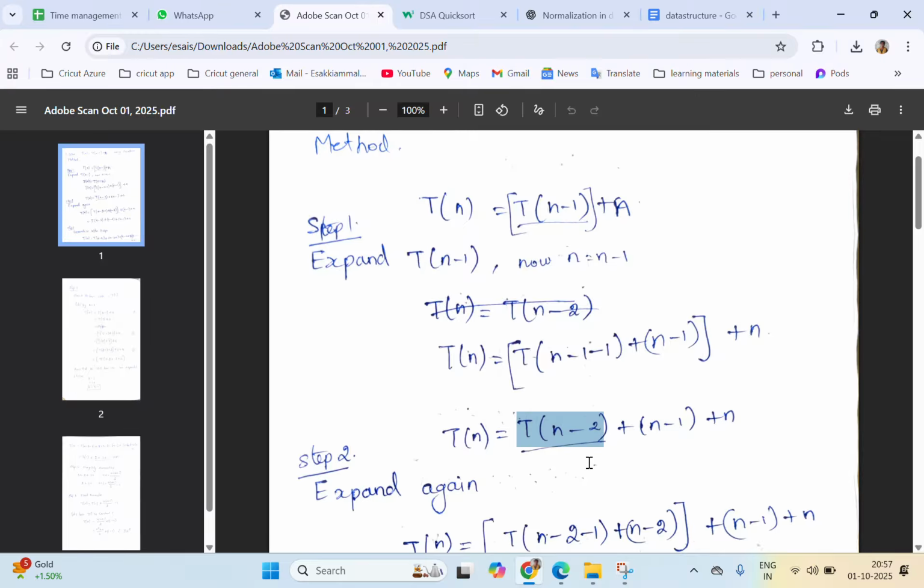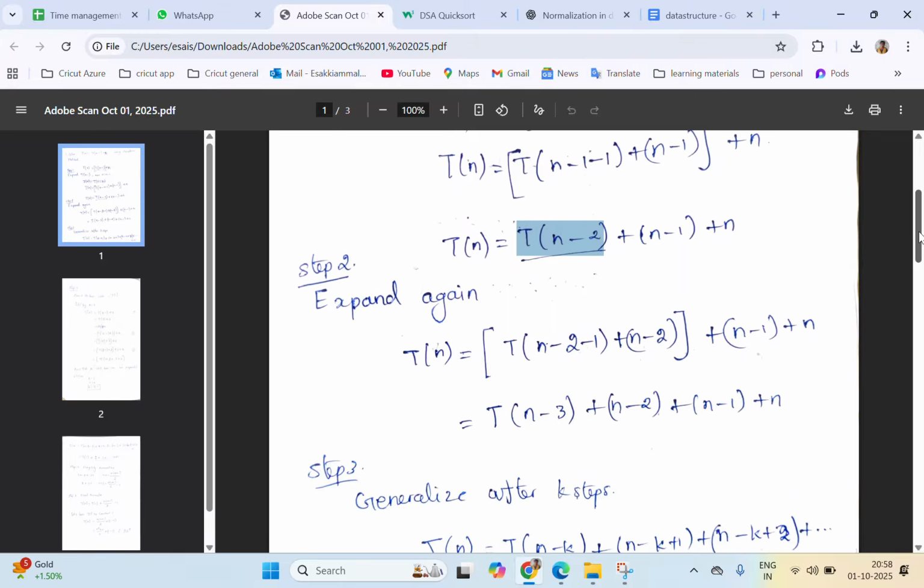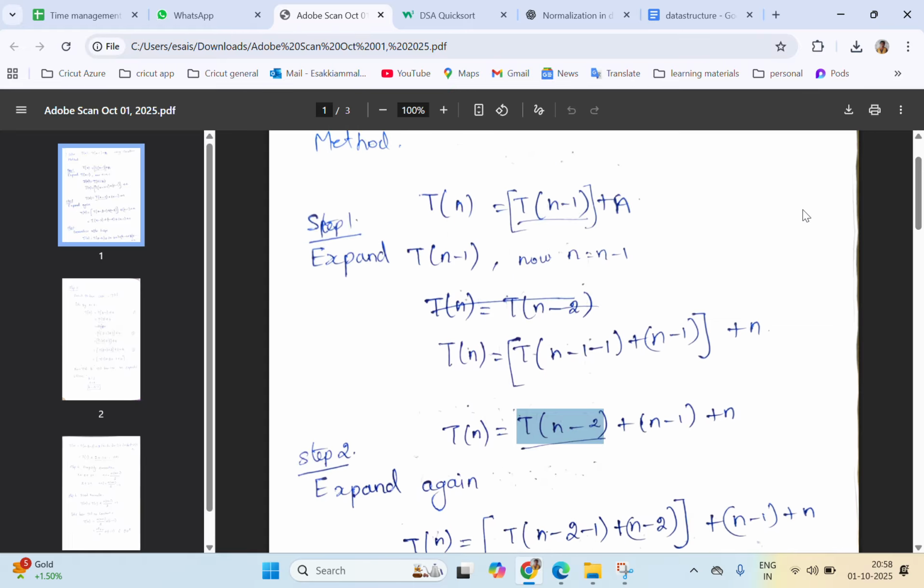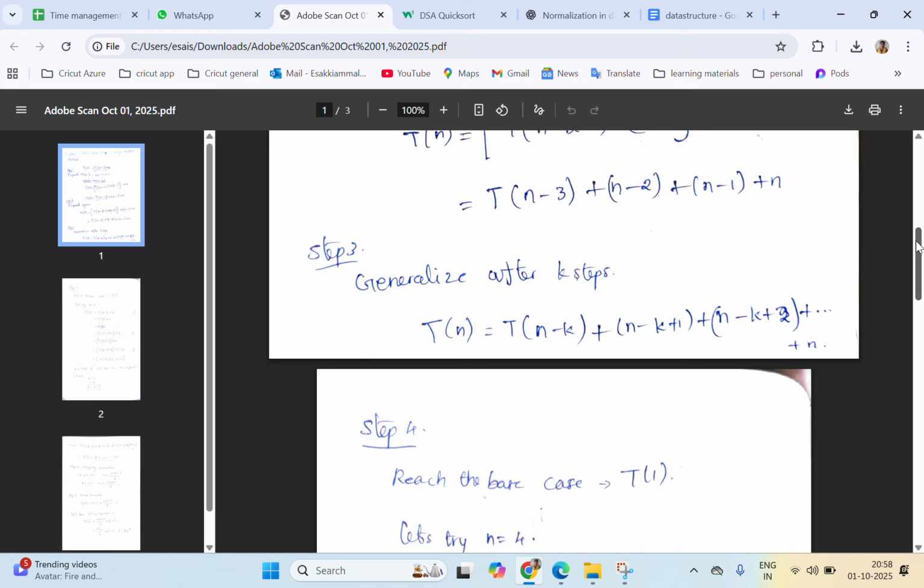For this T(n-2), if we apply the same thing, T(n-2) becomes T(n-3) plus n-2, and we already have n-1 plus n. So now it is T(n-3) plus n-2 plus n-1 plus n. So we expanded the same thing: for T(n-1) we applied this formula, and for T(n-2) we again applied the same. So three iterations we have done.